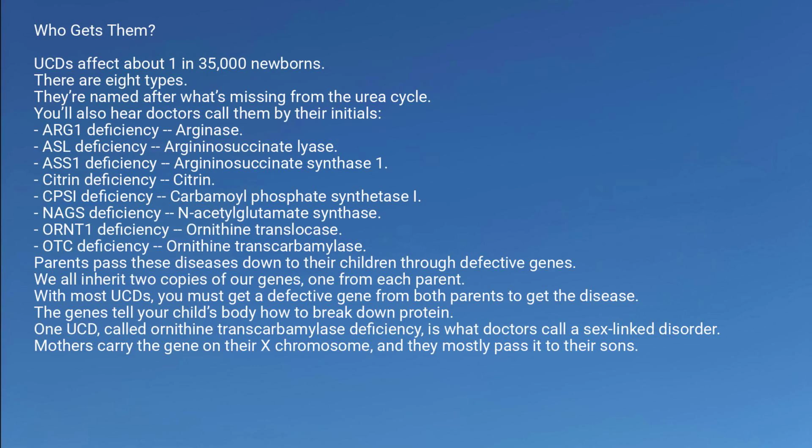Who gets them? UCDs affect about 1 in 35,000 newborns. There are 8 types. They're named after what's missing from the urea cycle. You'll also hear doctors call them by their initials. ARG1 deficiency, arginase. ASL deficiency, argininosuccinate lyase. AS1 deficiency, argininosuccinate synthase 1.